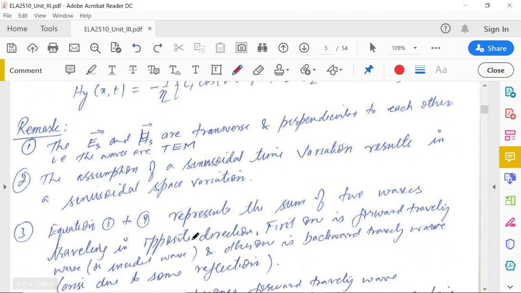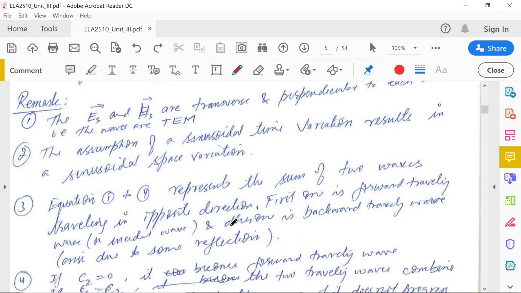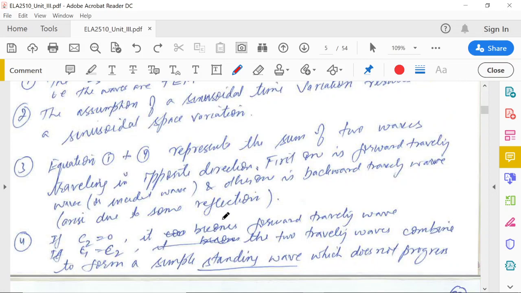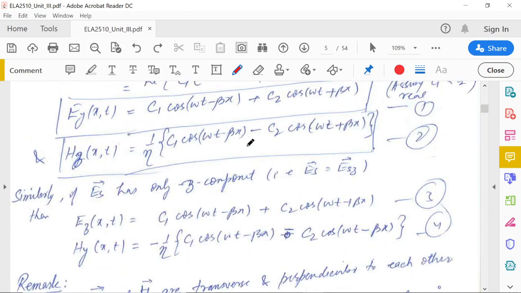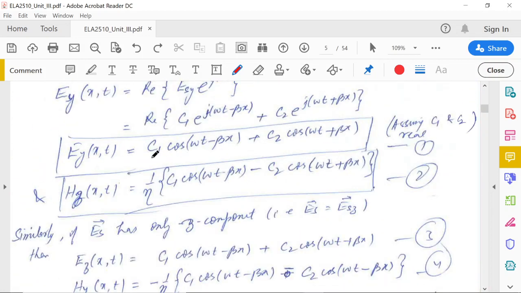Now, equations 1 to 4 represent the sum of two waves traveling in opposite directions. The first one is the forward traveling wave, called the incident wave, and the other is the backward traveling wave, arising due to some reflection. I have already explained this. If C2 becomes 0, you have only the forward traveling wave. If C1 is equal to 0, there will be only a backward traveling wave. Generally C2 may be 0, while C1 generally remains non-zero. So in the special case where C2 becomes 0, only Ey remains, a forward traveling wave.